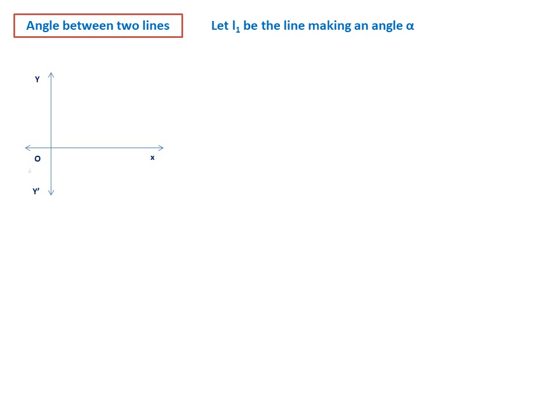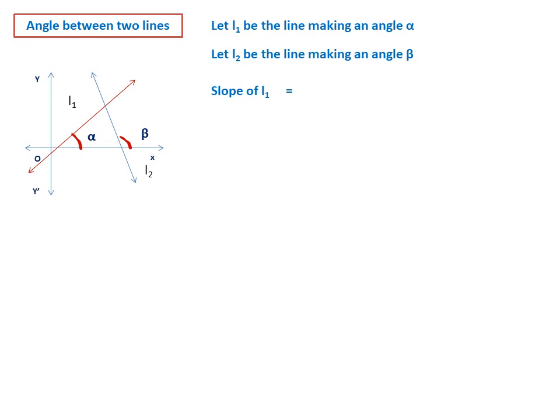So angle between two lines, this also we shall derive. Let L1 be the line making an angle alpha, and L2 be the line making an angle beta with the x-axis. So one is alpha, another one is beta. Remember, here they are not perpendicular, any angle. So now let us say slope of L1 is m1 because alpha is given. So this is m1, and that is equal to tan alpha. Slope of L2 will be equal to m2, that is equal to tan beta. So this we know already.